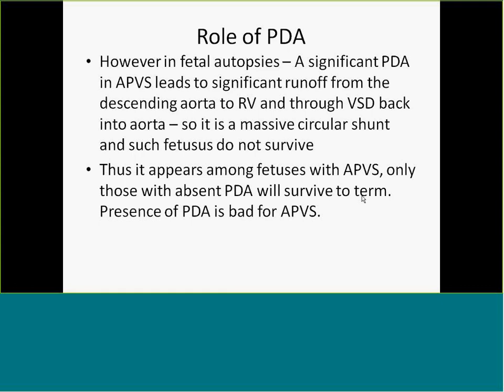So the PDA in absent pulmonary valve syndrome is a little confusing, whether it's protective or whether it's causative. An interesting concept is circular shunt. There are a few other cases in congenital heart disease where it occurs, called circular shunt. And in fact, once upon a time there was a short note in the session on circular shunt.